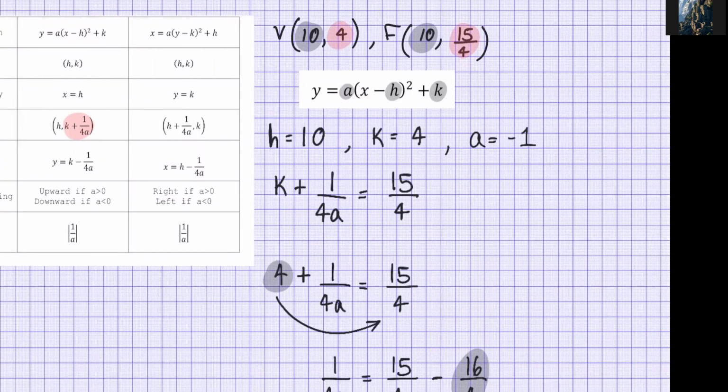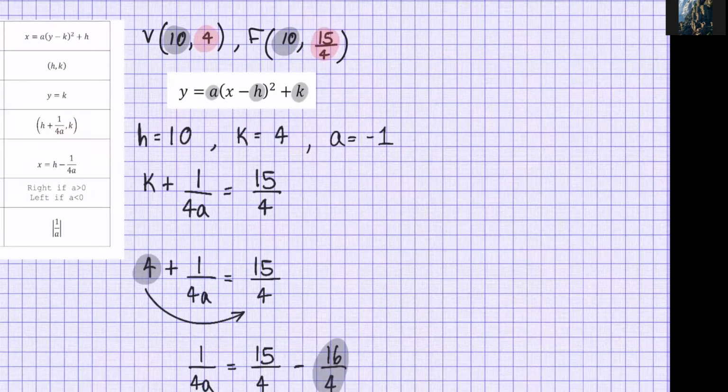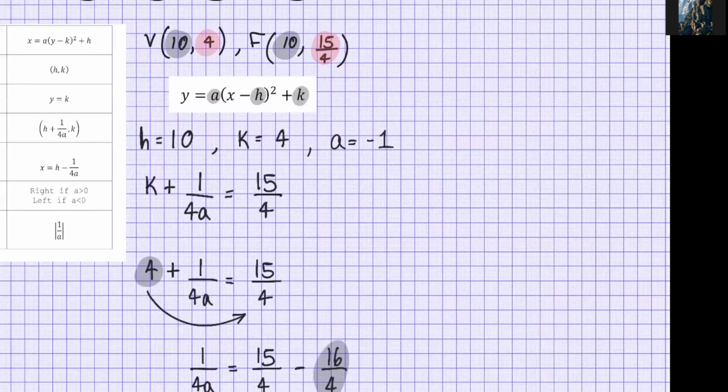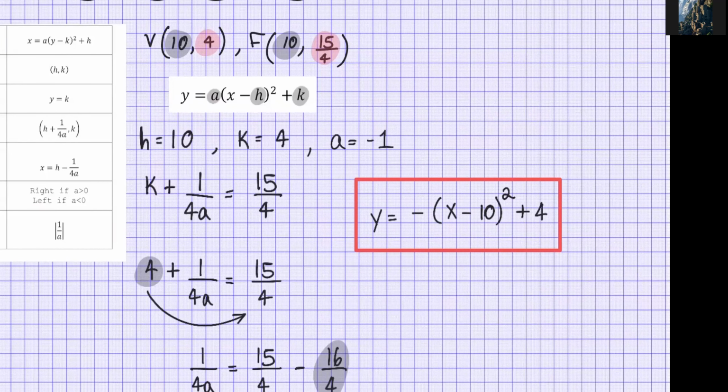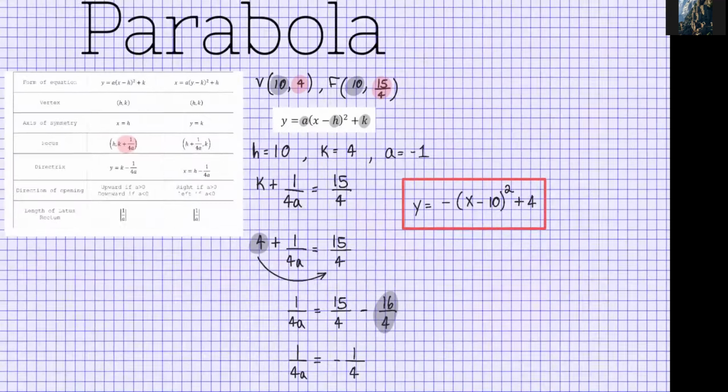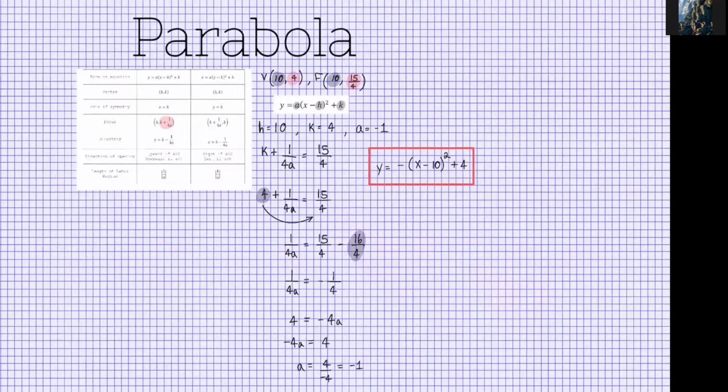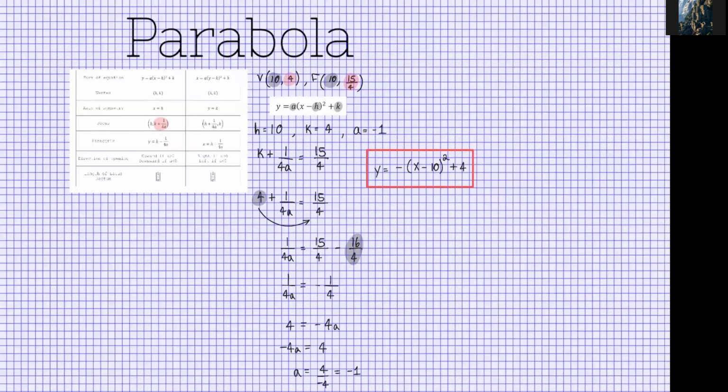So now I have my 3 values, A, H, and K, and I can write the vertex form of the equation for this parabola. And the equation will be y equals negative (x minus h, which is 10) squared plus 4. And this is my final answer. There we go. That's it.